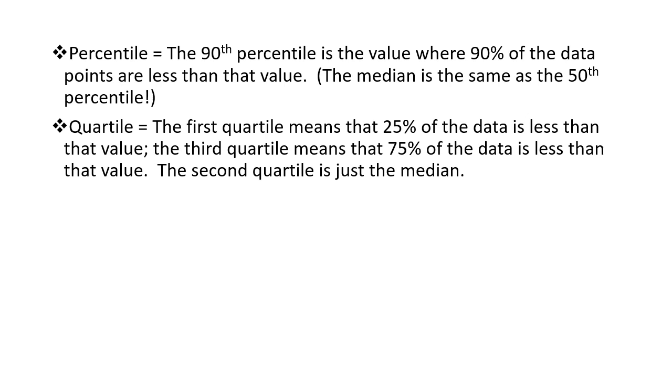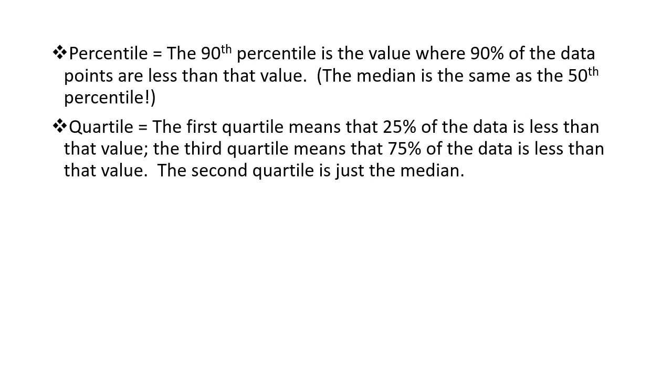So we need to talk about percentiles and quartiles. Now, a percentile, this is not a definition that's given because I felt like the definition was going to get a little bit hairy. So I'm just kind of giving you an example here. The 90th percentile is the value where 90% of the data points are less than that value.